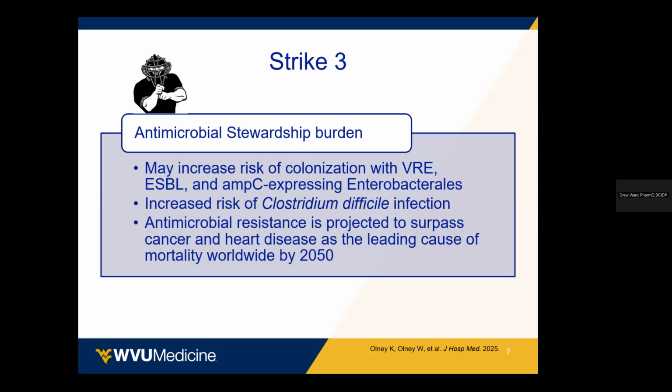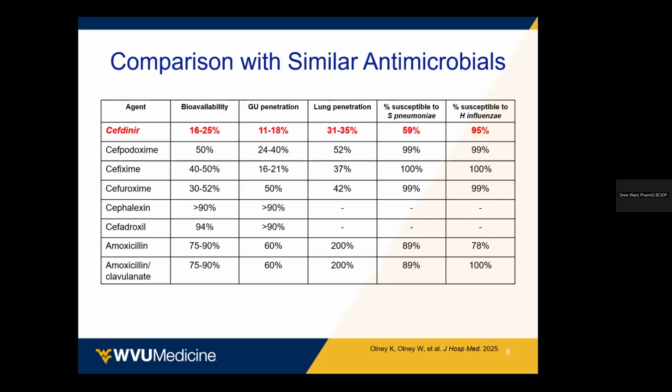And this is important because antimicrobial resistance is actually expected to surpass both cancer and heart disease as the leading cause of mortality worldwide by the year 2050. So we should do everything we can to avoid the development of antimicrobial resistance. One of those ways is to reduce the prescription or use of third generation cephalosporins. It is a great way to hopefully curb this trend we're seeing.